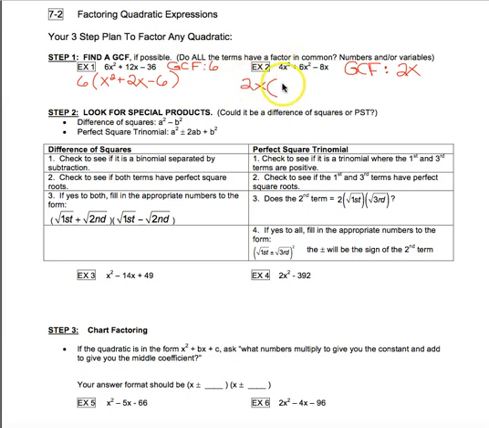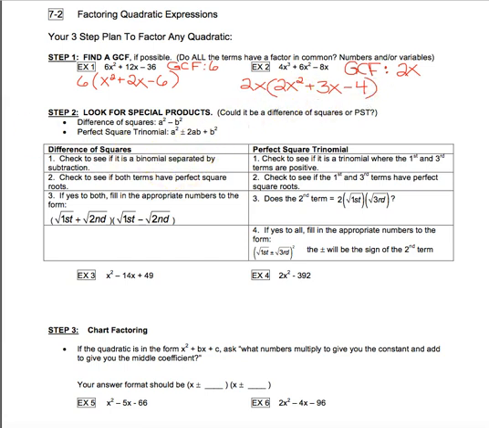4 divided by 2 is 2. X cubed divided by x is x squared. Next term, 6 divided by 2 is 3. X squared divided by x is x. And then final term, negative 8 divided by 2 is negative 4. X divided by x is 1, so we don't need to put anything else there.